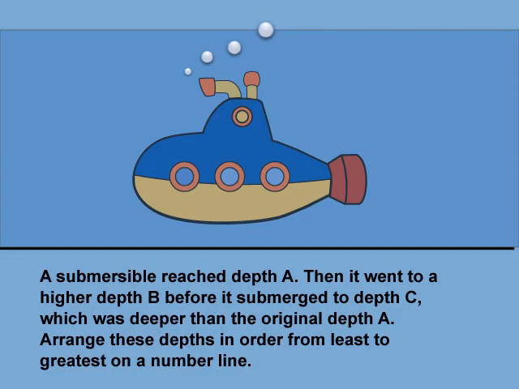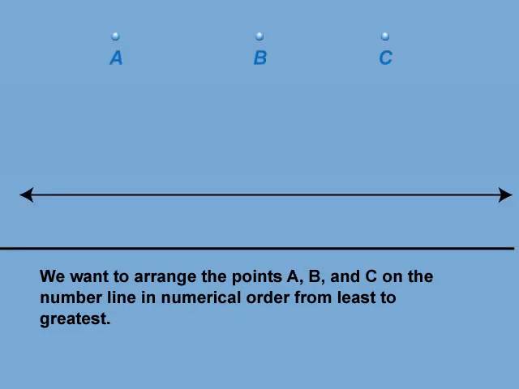A submersible reached depth A, then it went to a higher depth B before it submerged to depth C, which was deeper than the original depth A. Arrange these depths in order from least to greatest on a number line. We want to arrange A, B, and C on the number line in numerical order from least to greatest.